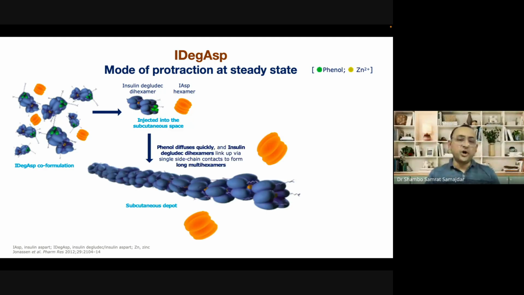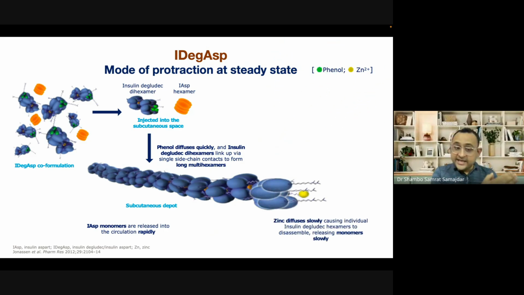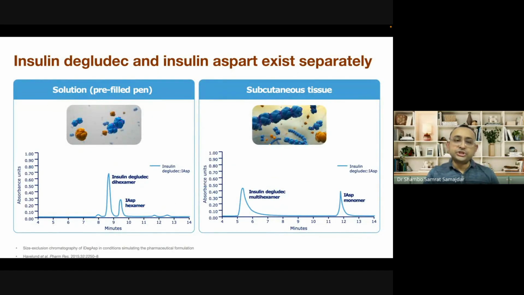Now the phenol diffuses quickly, and insulin degludec dihexamers link up via single side chain contacts to form the long multi-hexamers. And when you talk about insulin aspart, the aspart monomers are released into the circulation very rapidly. And when zinc diffuses slowly, that will cause individual insulin degludec hexamers to disassemble, but they will release the monomer slowly. So this is why.